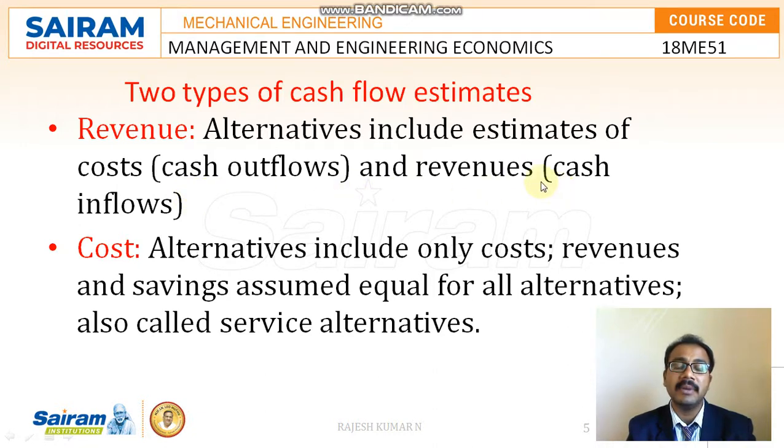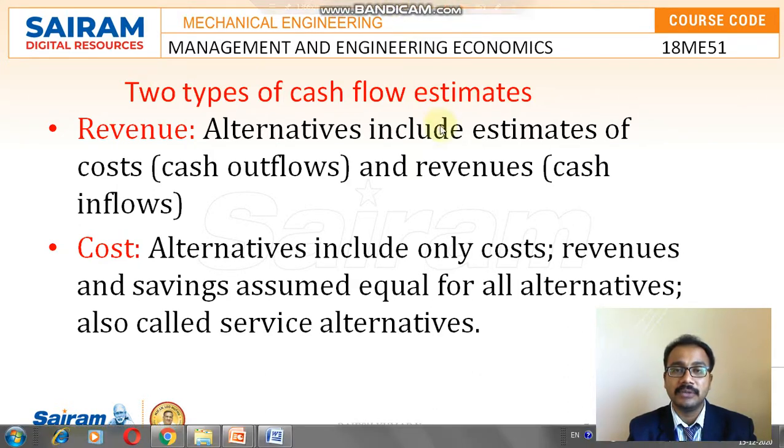So revenue is nothing but whatever profit or income we are getting. And what is cost? Here the cost alternatives include only the cost. It means whatever investment we are making, or whatever deposit we are making, or whatever money we are giving, all those things will be included as the cash outflow, that is the cost. And the revenues and the savings are assumed equal for all alternatives. That is why it is also called the service alternatives.